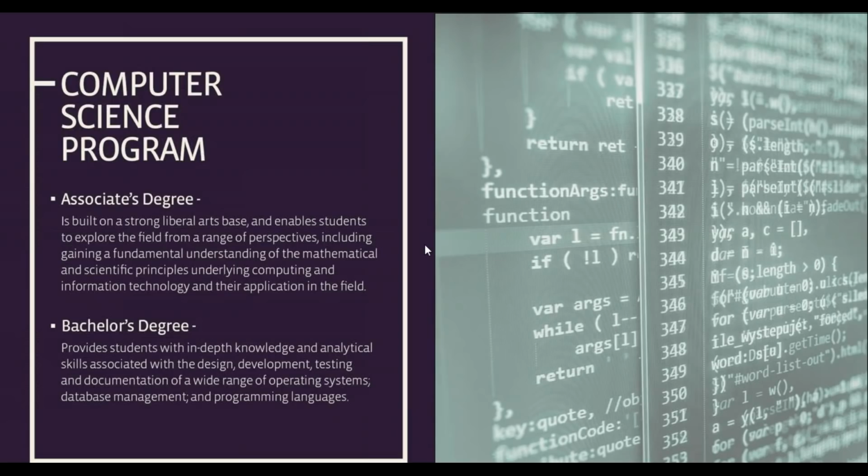For example, we have a student who graduated from the Czech Republic, and he said that where he comes from, it's difficult to get an education. He also graduated with a computer science degree, and it has helped him build a career in the Czech Republic.